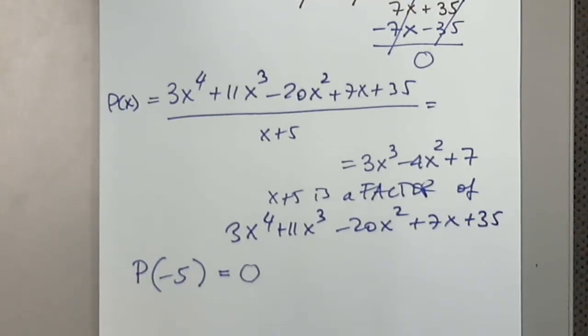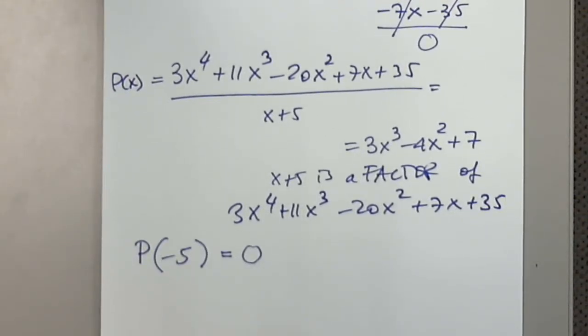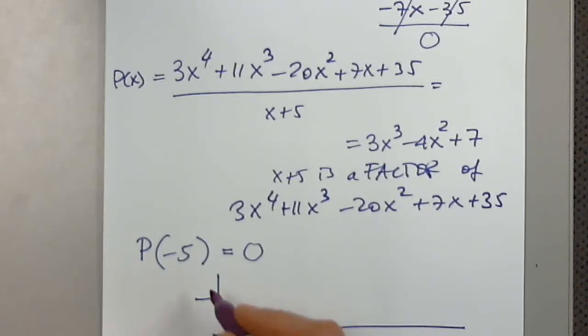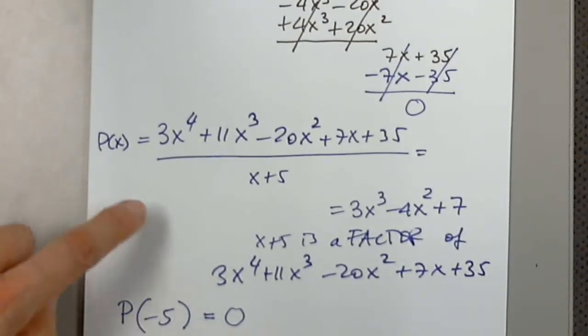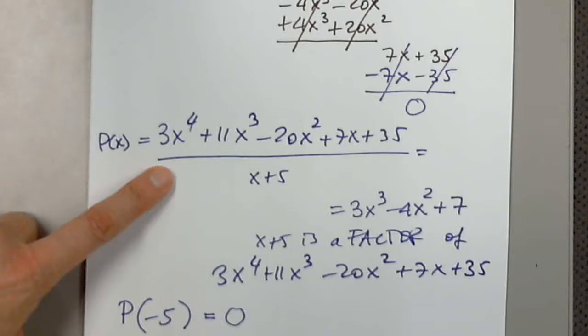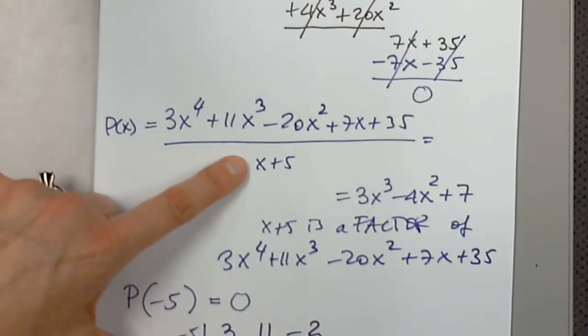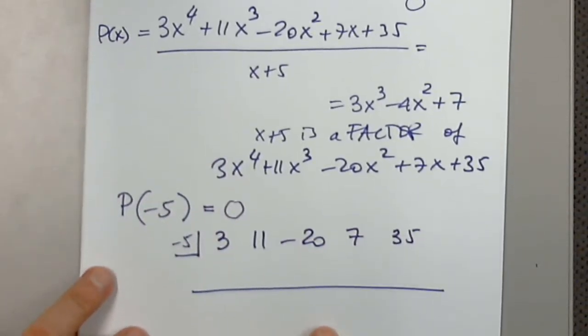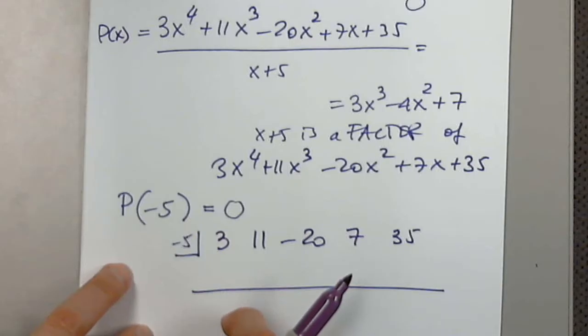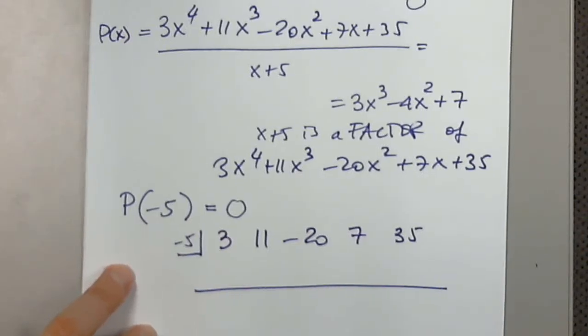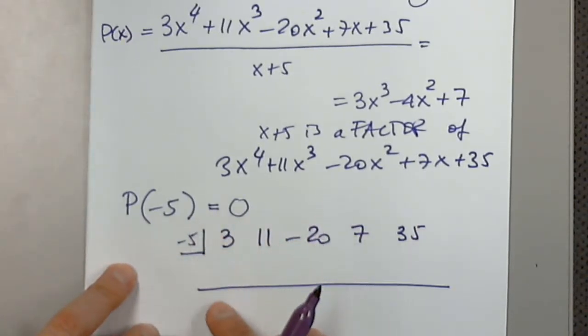And now I have a third way of checking, which is the synthetic division. So what goes in the box? Negative 5. Indeed. And what are the coefficients that I have to write at the top? 3. Yes? 11. Yes? Negative 20. Yes? 7. Yes? 35. Correct. So the algorithm requires us to copy the first coefficient always.